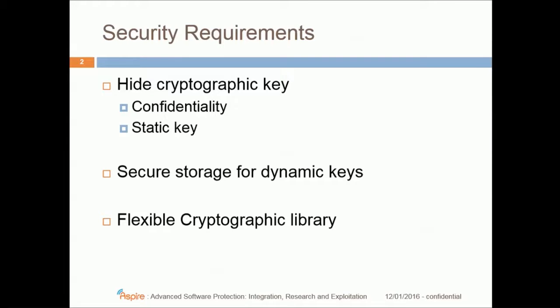The secure storage used to hide a static key can be used as well to hide a dynamic key used in the application, but in this case the protection is less strong because the key value will appear in clear in memory when the key is used by the library. It's a flexible crypto library because some specific functions can be added to the existing cryptographic functions already available in the library.